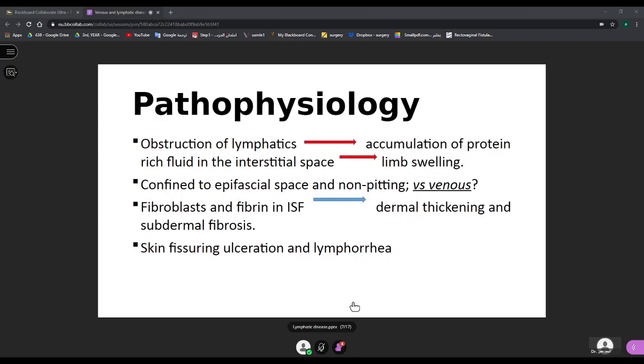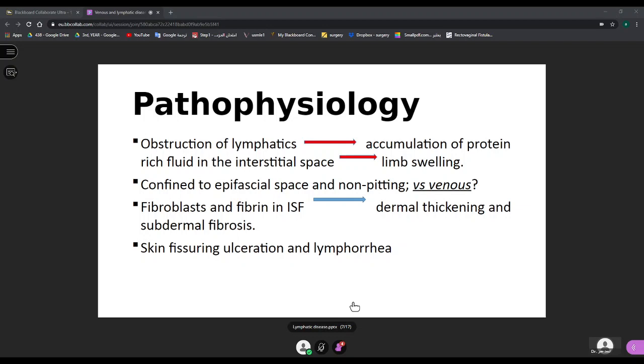Secondary to this accumulation of lymph in the interstitial space, you also get infiltration of fibroblasts and fibrin, and this results in fibrosis, dermal and subdermal thickening. Okay. So again, you can get a picture which might be similar to, for example, lipodermatosclerosis. You can get here again fibrosis and thickening of the skin and subcutaneous tissues. So again, the picture might be very close to that of venous disease.